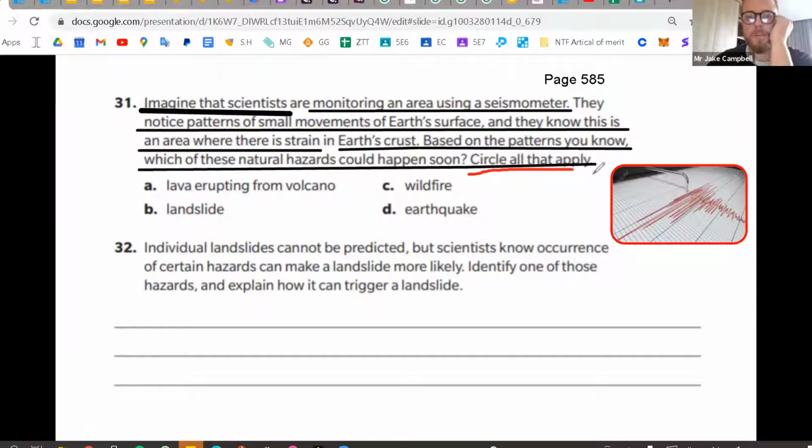Okay, so class, this bit here is highly important. Circle all that apply. Ruby, does that mean there's one answer or many? Many. That's exactly right. So class, in your textbook or handout first, circle all the correct answers. Which natural hazards can be caused by vibrations under the Earth's surface? Don't draw on my screen yet. Do it in your books or your handouts first.